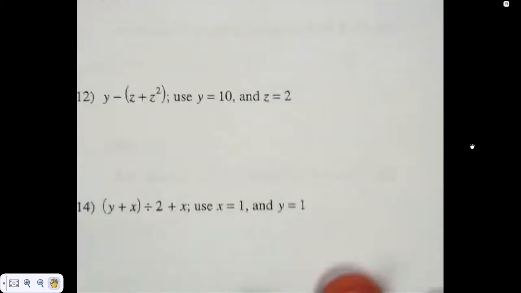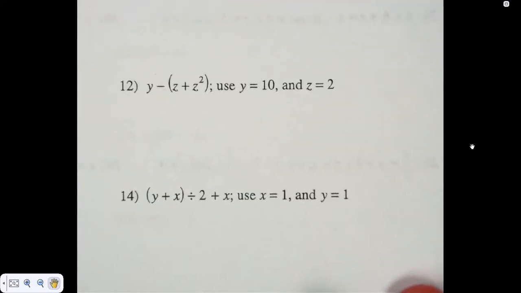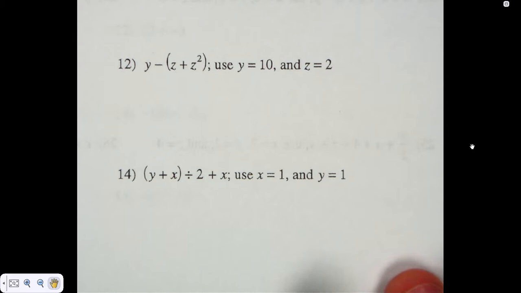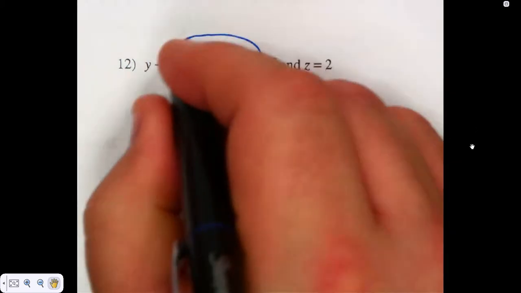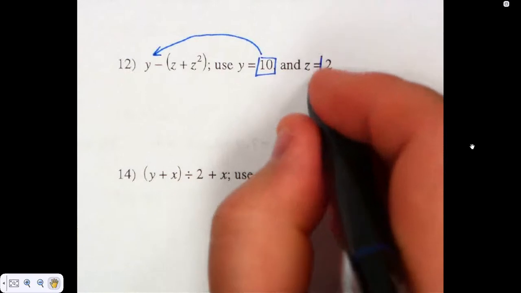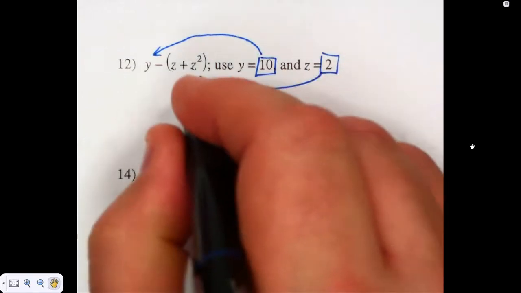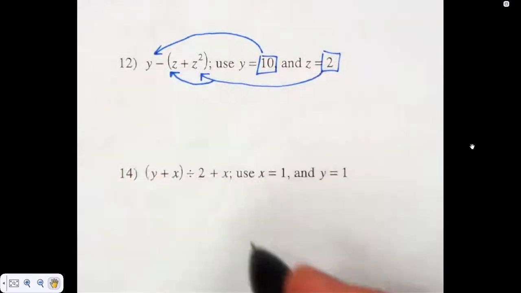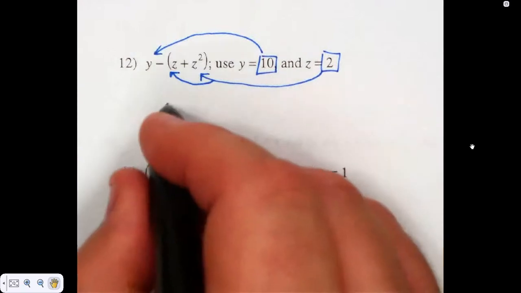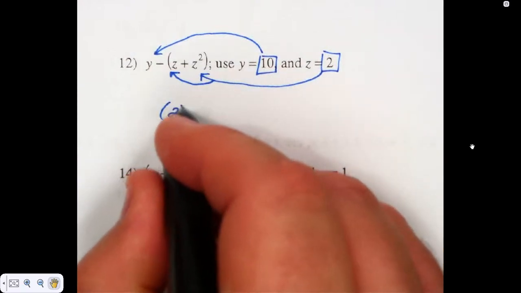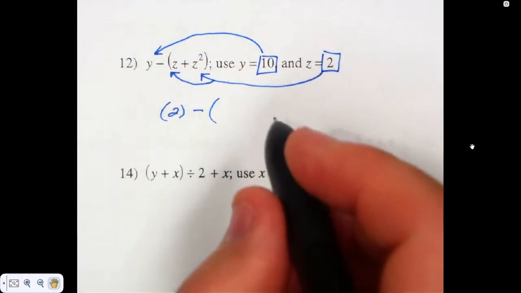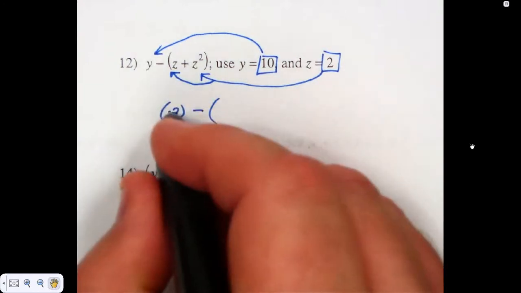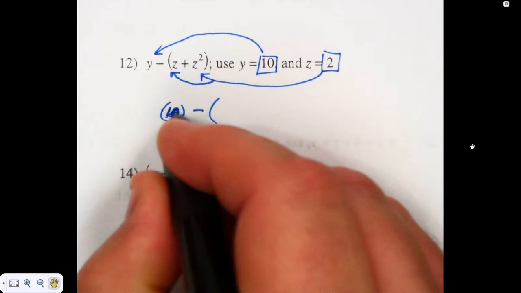Let's do number 12. All right, fun. What am I going to put in for y? See, I'm going to put it in right there, right? What am I going to put in for z? I have 2 places to put it, though, don't I? So my expression, when I substitute it in, I'll go ahead and use parentheses, is 2 minus parentheses. What do I put in for z? Or I put the wrong thing in. What should I put in for y? 10. You guys catch my mistake?